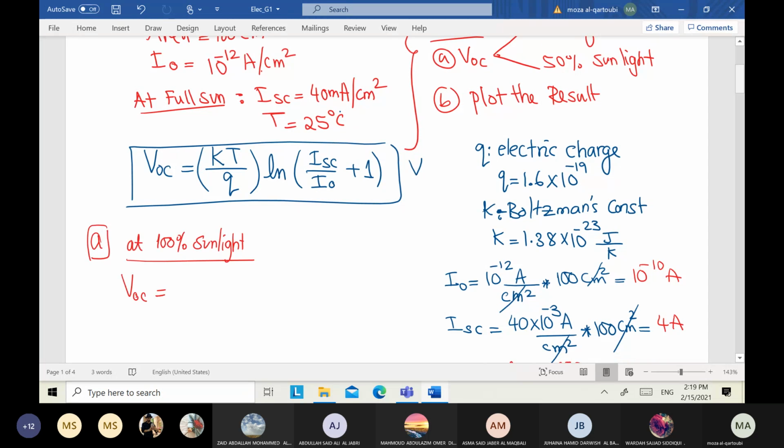So K equals 1.38 times 10 to the power minus 23, times temperature, where temperature equals 298, over Q, and Q equals 1.6 times 10 to the power minus 19. This value is called KT over Q. This value equals 0.0257. Then ln of I short circuit at full sun.